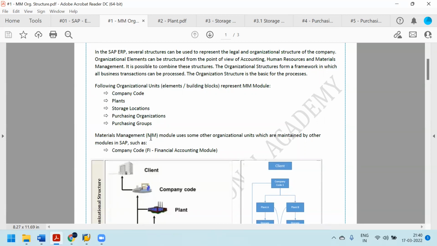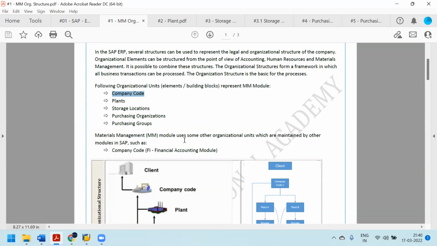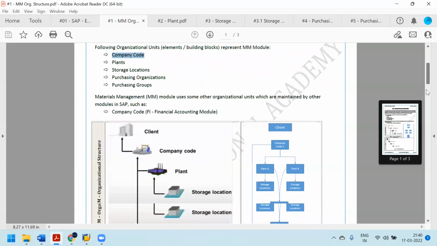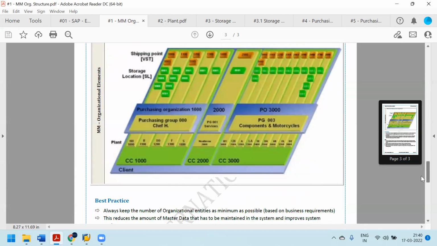So the MM, that is the materials management module, uses some other organizational units, like here we are using company code. The materials management module uses some other organizational units which are maintained by other modules in SAP, such as company code. It is an FI organizational unit.